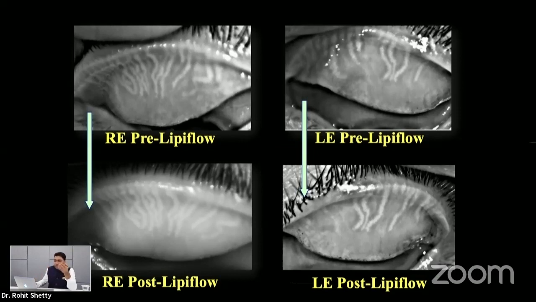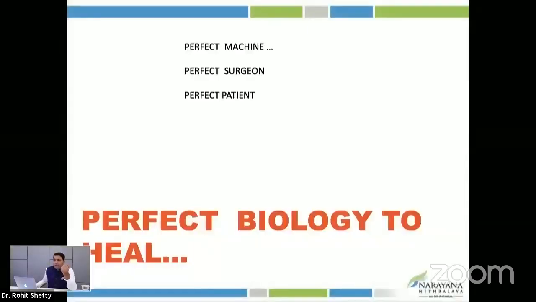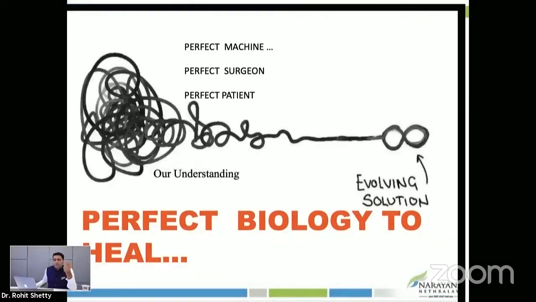You can get better because your inflammation can get down. But what was very important is why are some people very happy with it, even in spite of not having any changes on your metrics? So metrics don't change, the people were happy. So in life, if you have a perfect machine, a perfect surgeon, and a perfect patient, you also need to have a perfect biology. A perfect biology is the one which heals you.